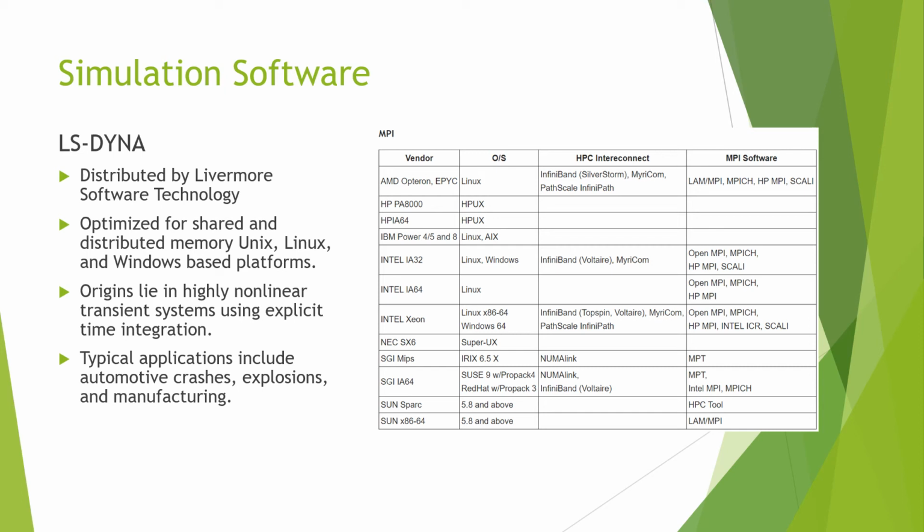Its origins lie in highly nonlinear transient systems using explicit time integration, and typical applications include automotive crashes, explosions, and manufacturing. In the table to the right, you can see some of the different system configurations for running this software. Under the HPC interconnect column, you can see that InfiniBand can be used for parallel computing as is done in the Kahan cluster at UPV.